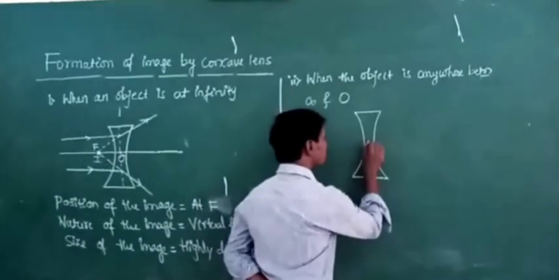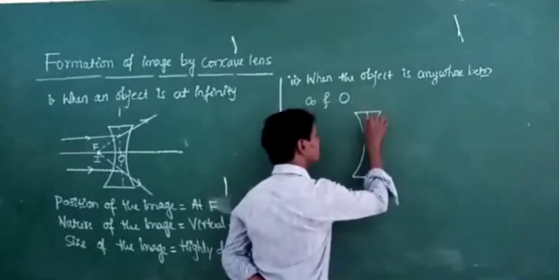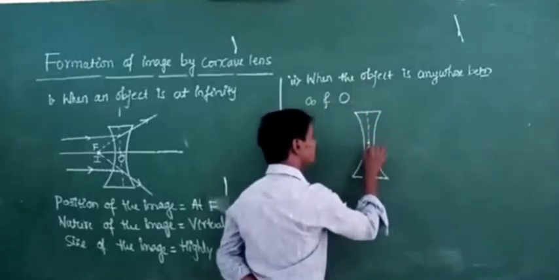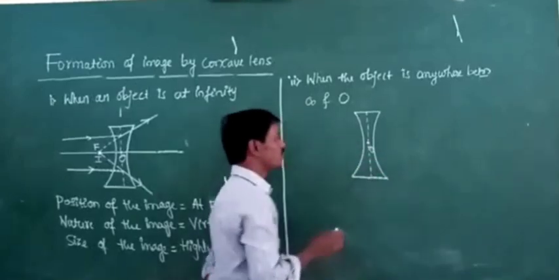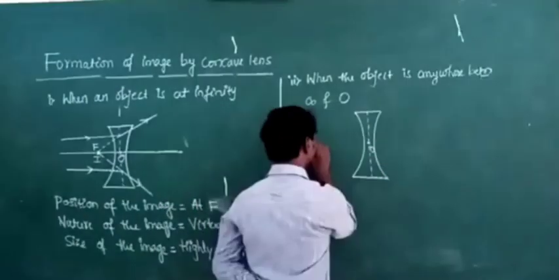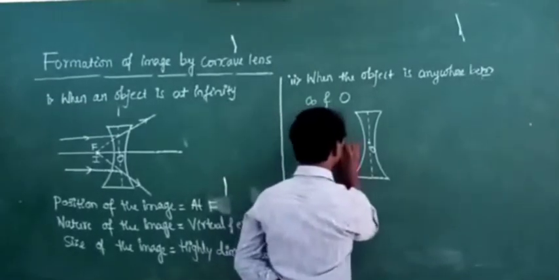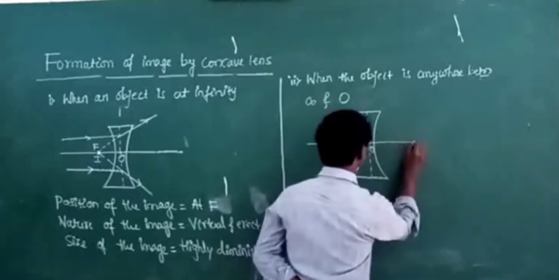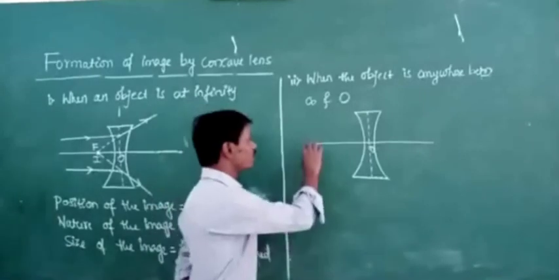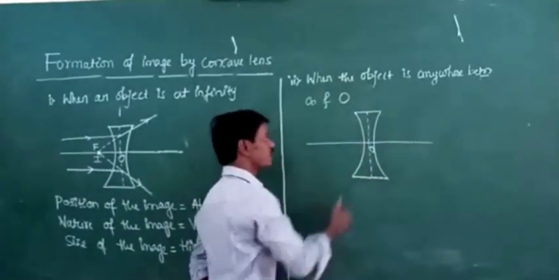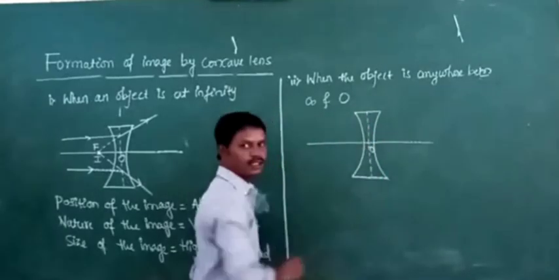Now let us see the optical center. That optical center is denoted by O. Now let us draw the principal axis. What is the principal axis here? It is the line passing through the centers of curvature of the two curved surfaces and the optical center of the lens. And this principal axis is perpendicular to the lens.